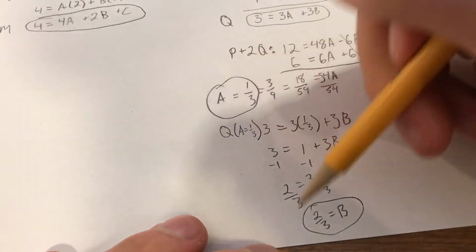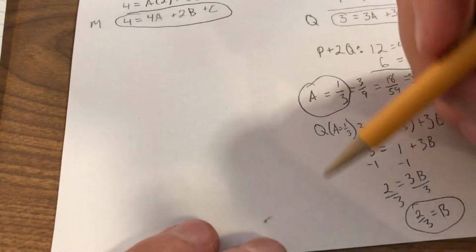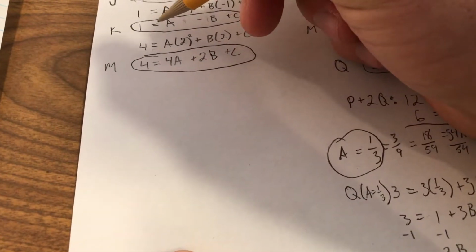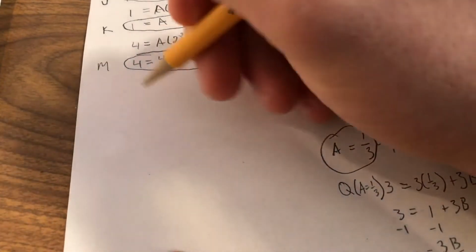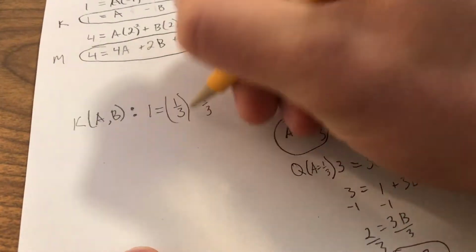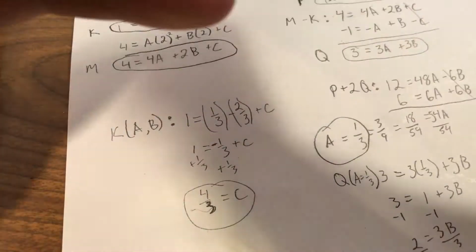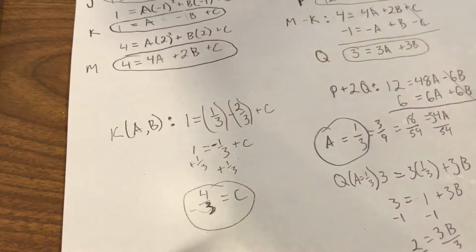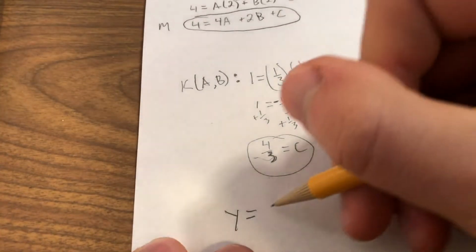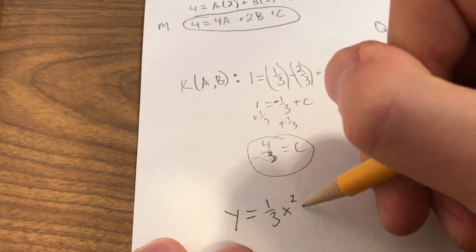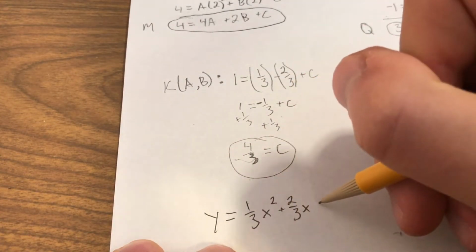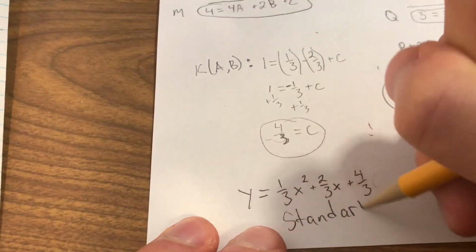I can now substitute both of these into one of my original equations. I think I'm going to do this into k. So I got k up here, 1 equals a minus b plus c. So I can write k, and then put in a and b. Alright, and I now have c equals 4/3. So I can write in standard form y equals a is 1/3 x squared, b is 2/3 plus 2/3 x plus 4/3. This is standard form.